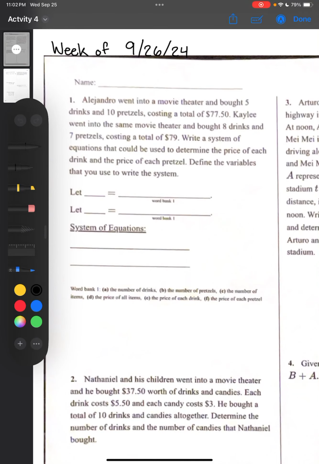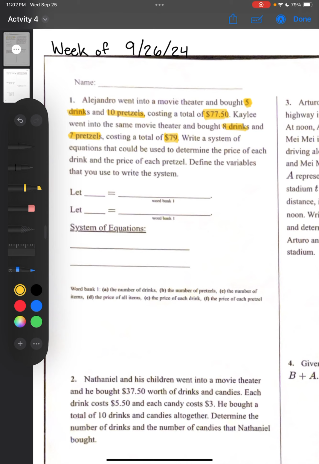First one, Alejandro went into a movie theater and bought 5 drinks and 10 pretzels, costing $77.50. So we can just highlight that right there because we already have a feeling that's going to be a key thing here. Kaylee went into that same movie theater and bought 8 drinks and 7 pretzels, and her total was $79. They want us to write a system of equations that could be used to determine the price of each drink and the price of each pretzel.